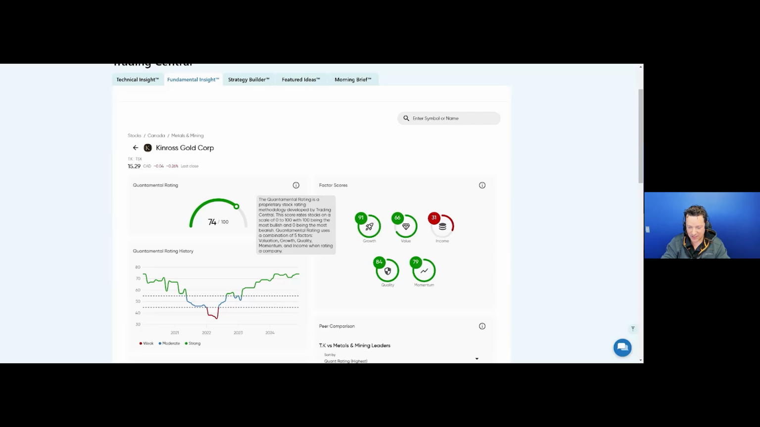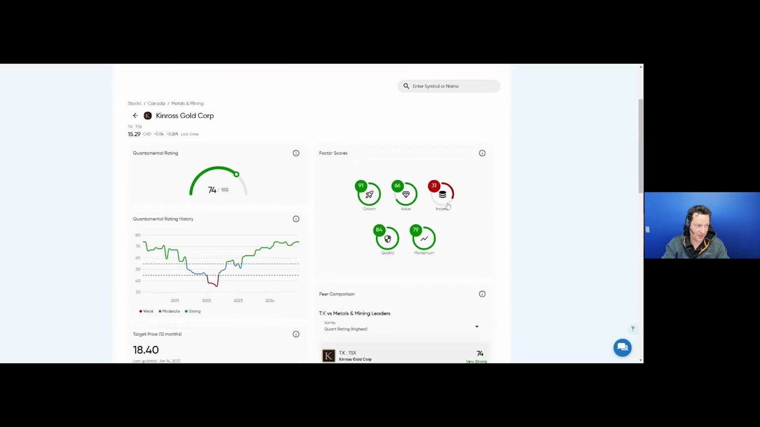If you get above 70, it's the best of the best, and it clearly outperforms, and that's not always easy to find. So from here, we can see all the factor scores, right? We have growth 91, 66 for value, 84 for quality, 79 for momentum. No surprise there with recent price history. And income's a bit low, obviously. Again, not a big dividend payer compared to others in its sector.